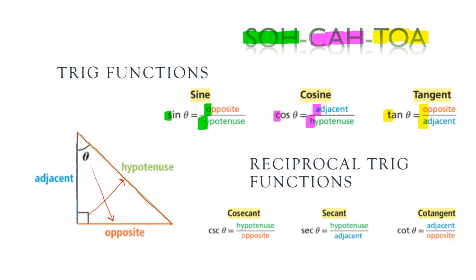And then the 3 new functions, which you might not have learned about last year, are cosecant, which is sine flipped over, and secant, which is cosine flipped over, and cotangent, which is tangent flipped over.